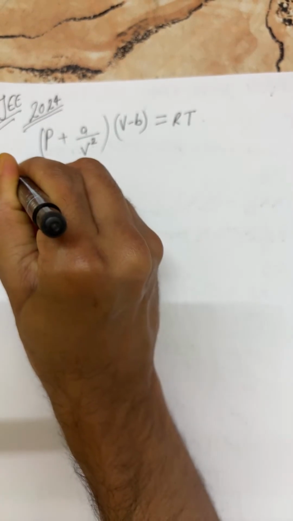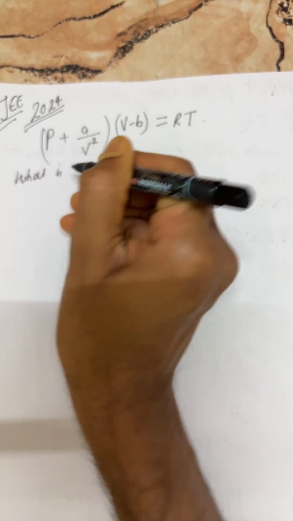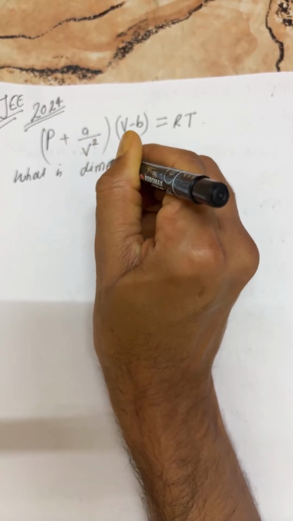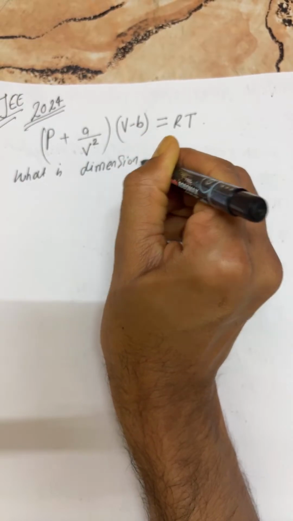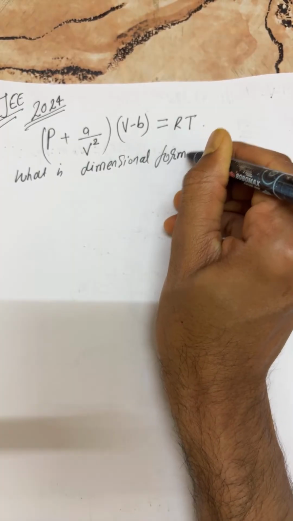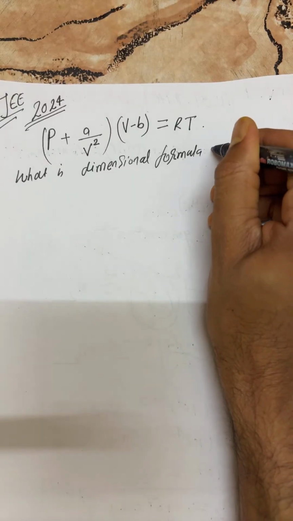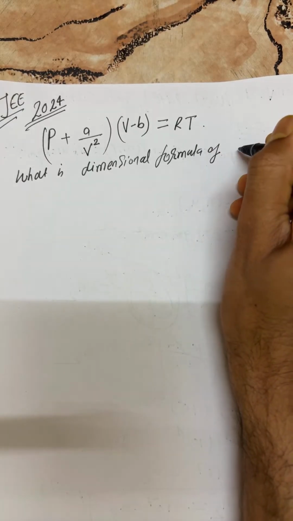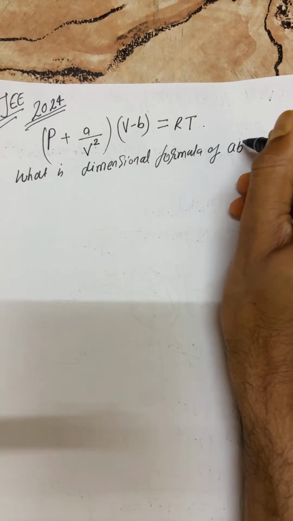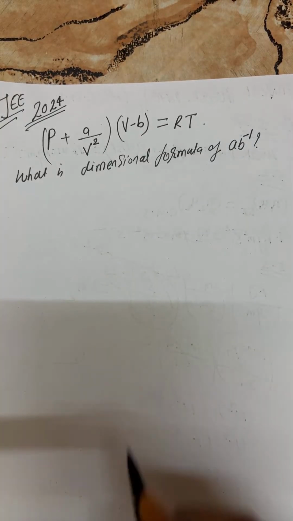What is the dimensional formula? What we have to find here? What is the dimensional formula of A into B to the power minus 1? Yes, beta, we have to find that.